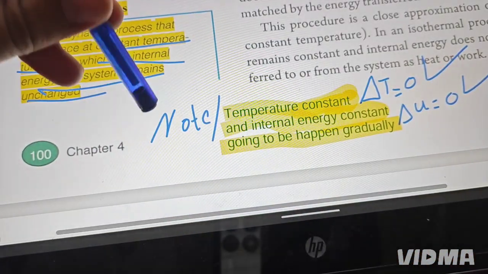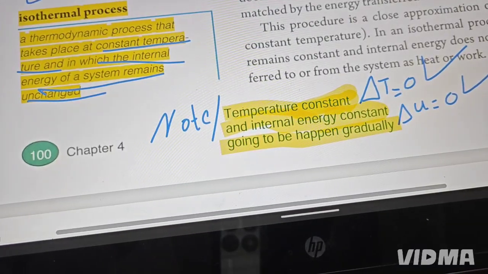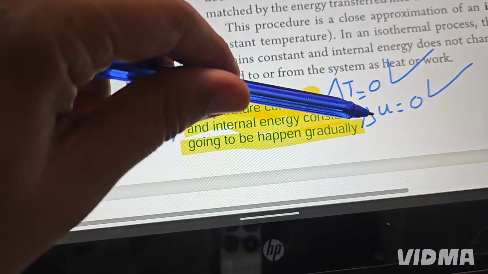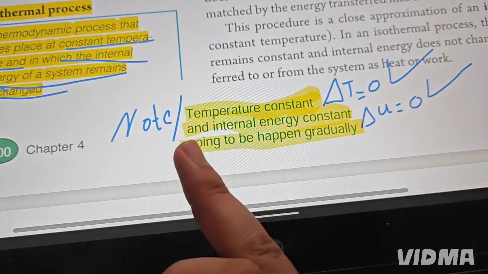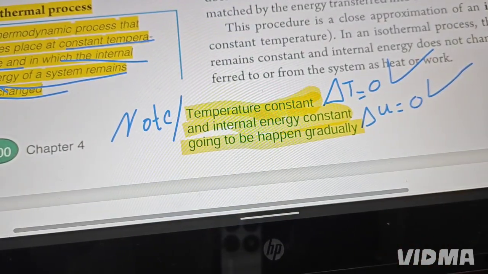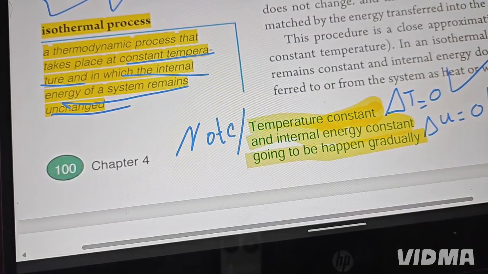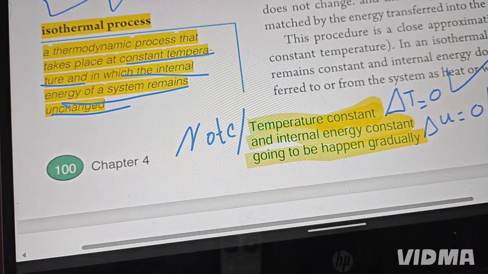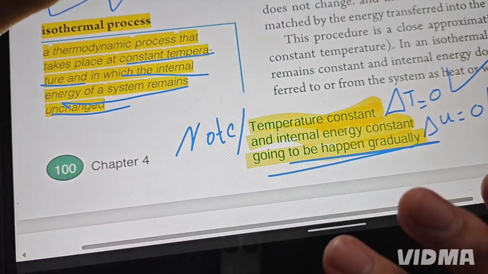Temperature is constant, it won't change, and the internal energy won't change either. Both the change in temperature and delta U are 0. Isothermal means delta T is 0, and at the same time the change in internal energy is 0 too. In this process, the system changes gradually, step by step.